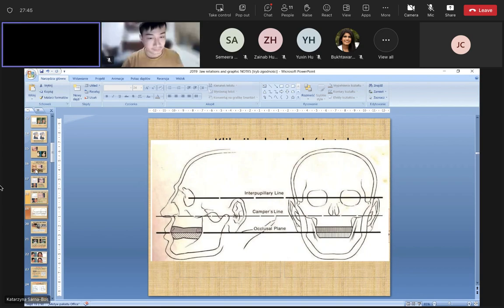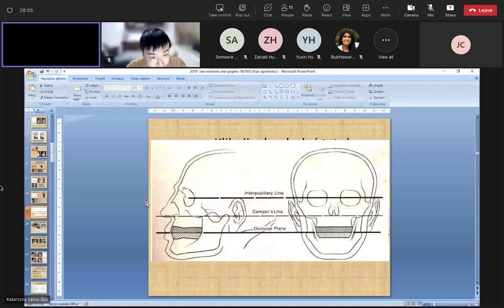So this is the summary here. The prosthetic occlusal plane is parallel to the interpapillary line in the anterior part, and in the posterior part, the occlusal plane is parallel to the Camper's line. This is the summary of that stage.